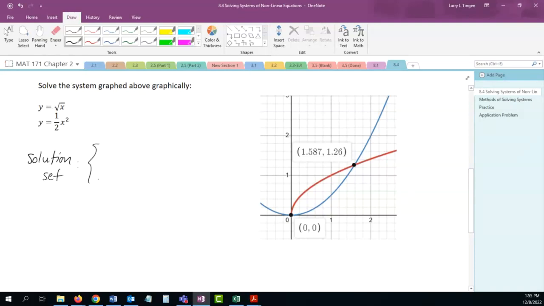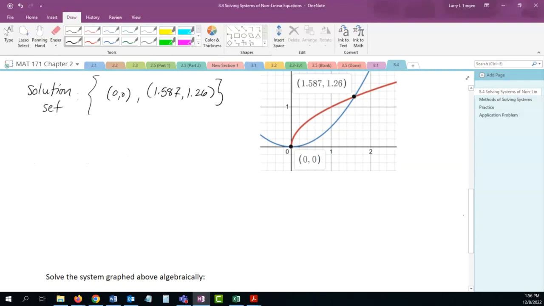All right, now that my equations are no longer linear, now my equations can curve, right? They can go up and down, which means I'm not limited to a single solution. So that means my solution sets are going to be more than just no solution, one solution, or infinite solutions. So the solution set contains (0, 0), and it contains (1.587, 1.26). Ordered pairs, and then notice they're separated by commas in the solution set. Now, how would you tackle this algebraically?